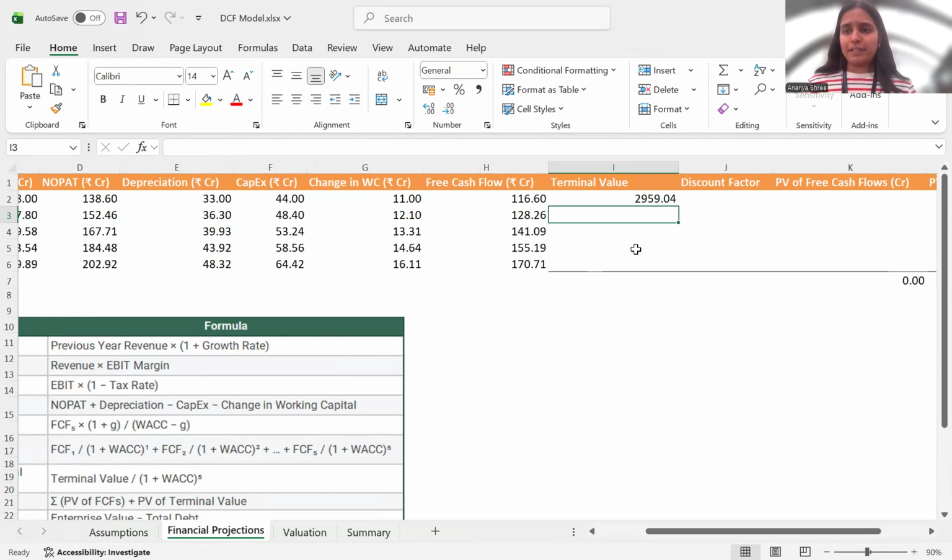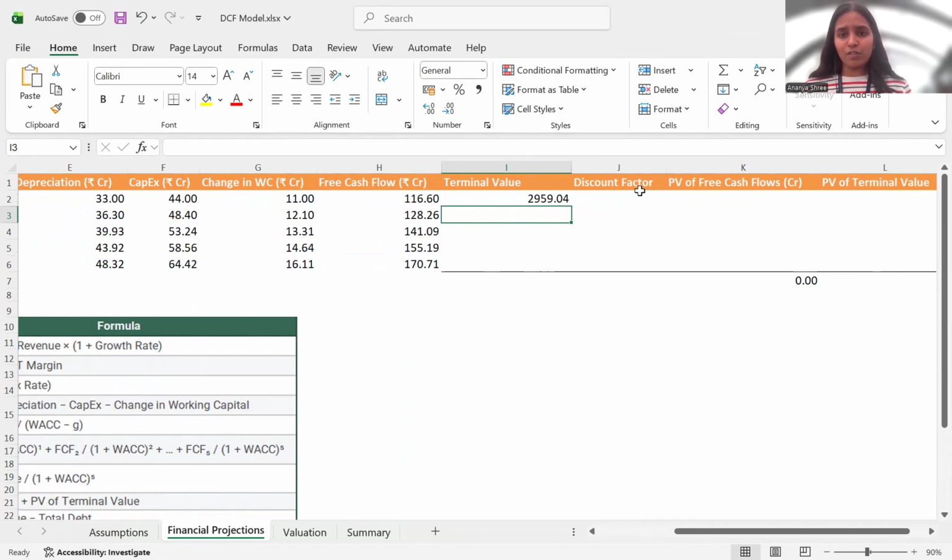Now we discount each FCF and the terminal value to the present using WACC. PV of each FCF is equal to FCF n divided by 1 plus WACC to the power n. PV of terminal value is equal to terminal value divided by 1 plus WACC to the power 5. So I'll create a discount factor where I type 1 divided by 1 plus WACC for each year, where n is equal to 1 to 5. Then multiply each FCF by the corresponding discount factor.